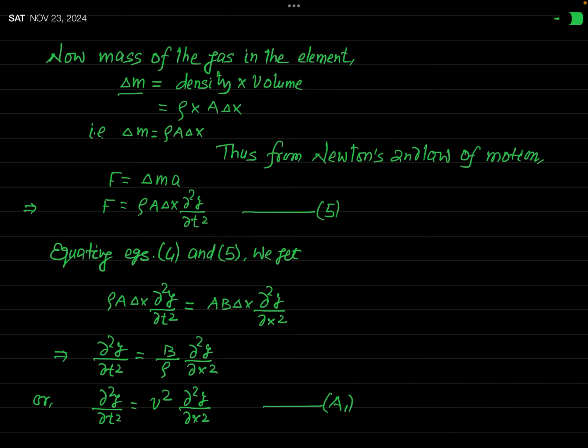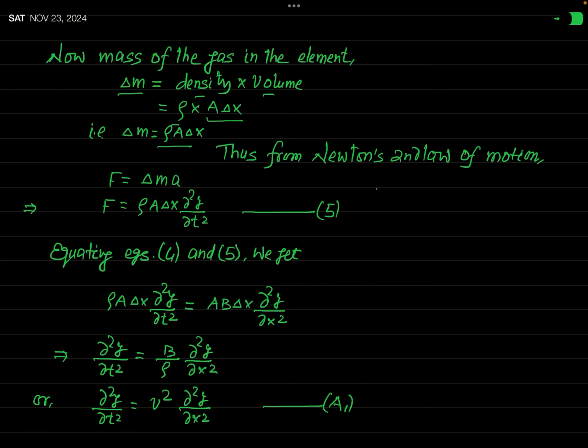Mass is simply equal to density times volume. You have assumed earlier that the density of this gaseous system is rho. And what is the volume of this element? You have seen this is A times delta x, where A is the area of cross section and delta x is the length of the column. So A times delta x is the volume of the element. So rho A times delta x is the mass of that element.